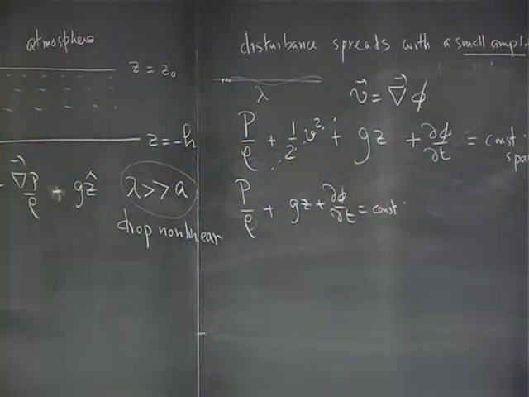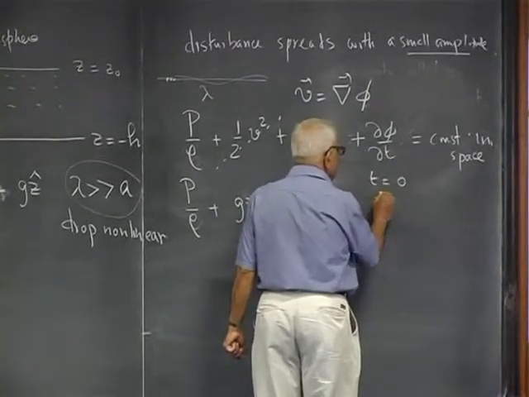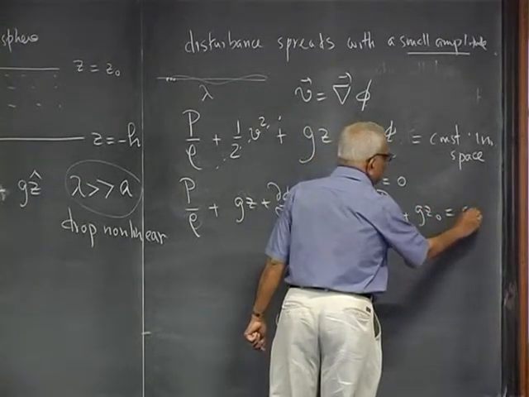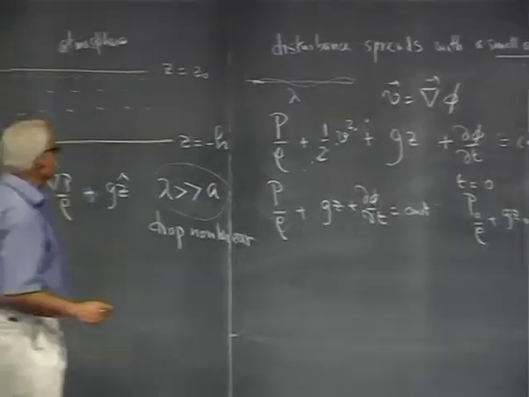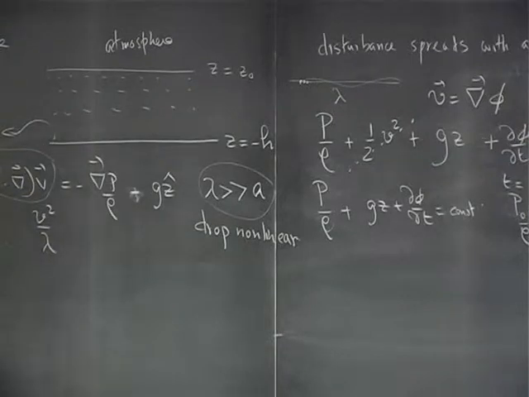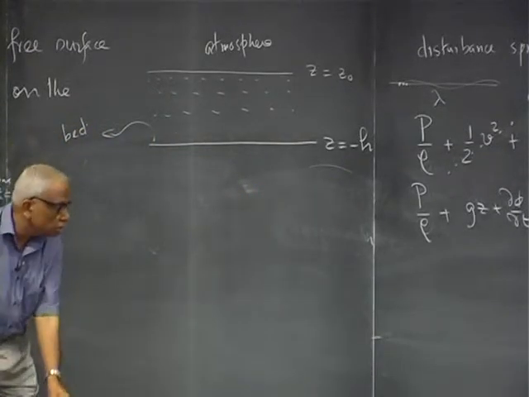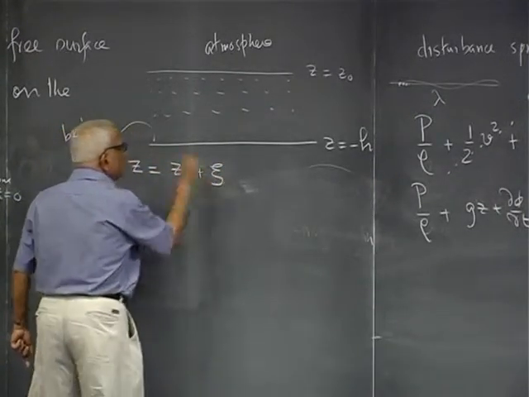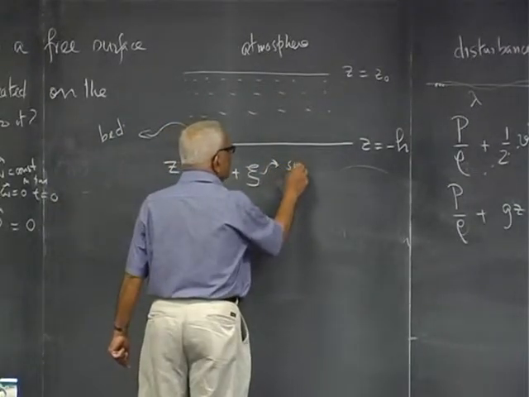Now, at T equal to 0, you have this flat situation where you have, let's say, some P0, and P0 over rho plus G Z0 equal to constant. So that defines Z equal to Z0 as your initial undisturbed surface, and I make a perturbation around that undisturbed static situation. The perturbation says that Z, the surface, has moved from Z0 to some Z0 plus xi, and this xi is small.